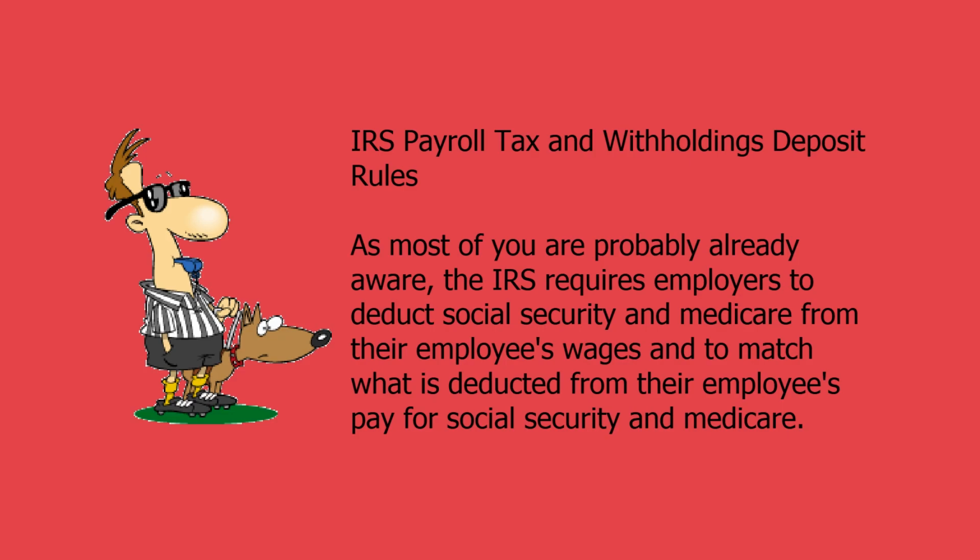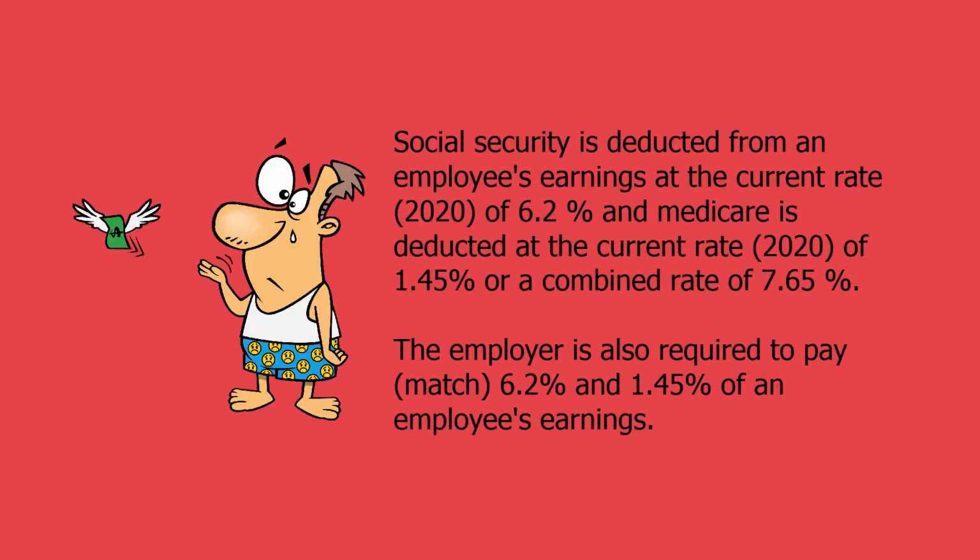As most of you are probably already aware, the IRS requires employers to deduct Social Security and Medicare from their employees' wages and to match what is deducted from their employees' pay for Social Security and Medicare. Social Security is deducted from an employee's earnings at the current rate, 2020, of 6.2%, and Medicare is deducted at the current rate, 2020, of 1.45%, or a combined rate of 7.65%. The employer is also required to match 6.2% and 1.45% of an employee's earnings.